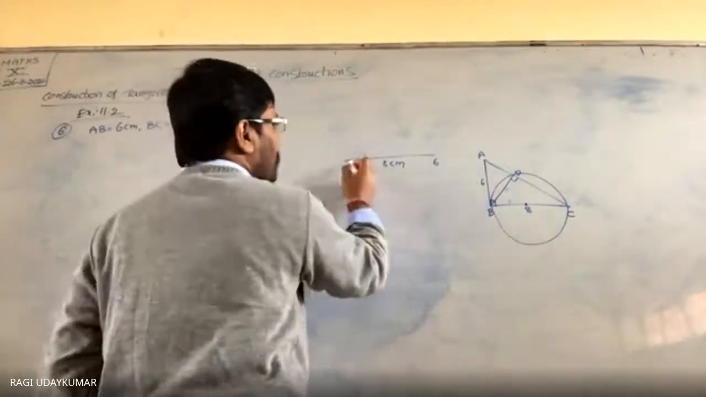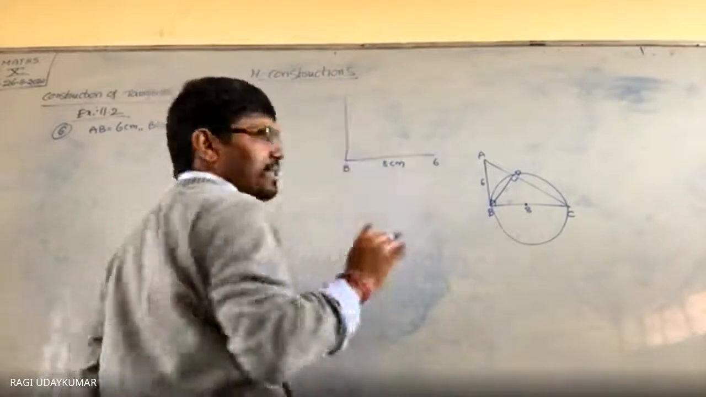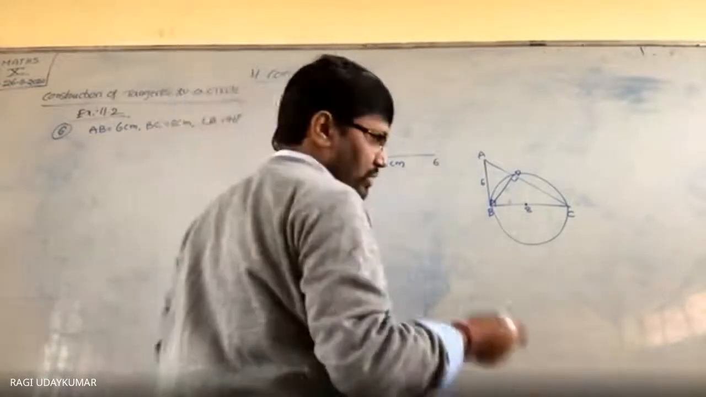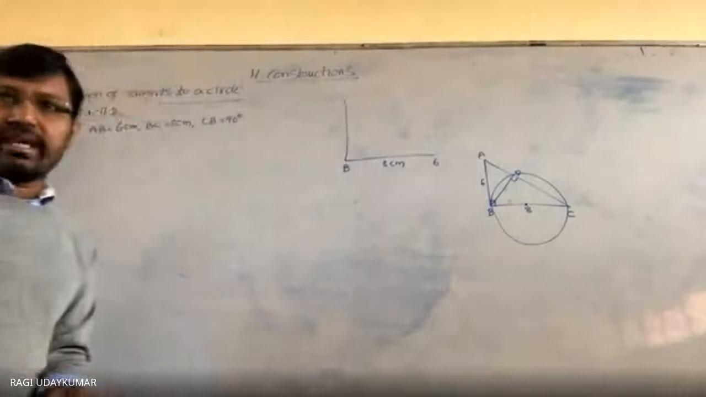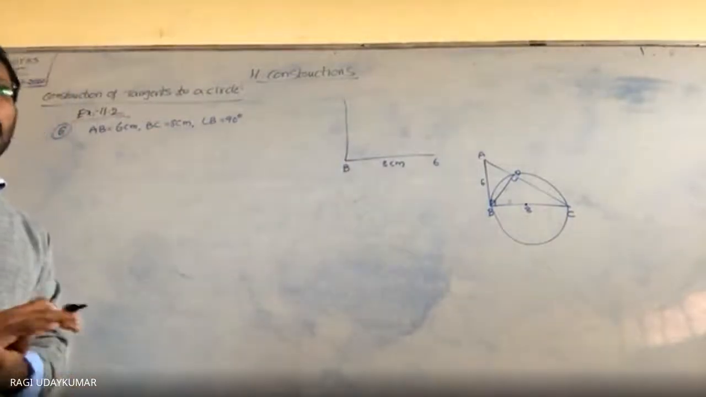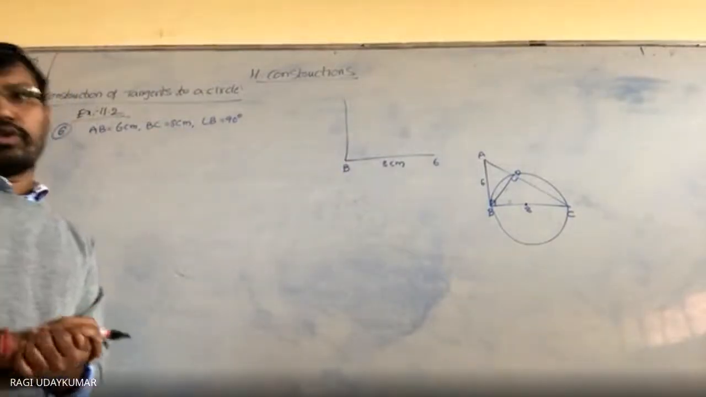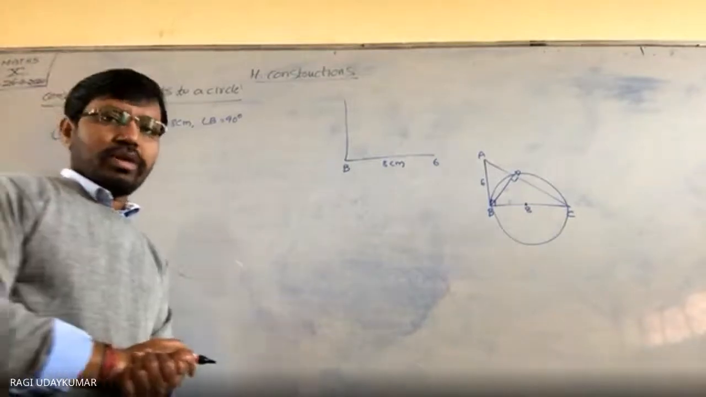Okay, and at the place of B you draw the perpendicular using the compass. Using the compass you can draw, or using the protractor also you can draw. Using the compass or using the protractor. So both you can use.